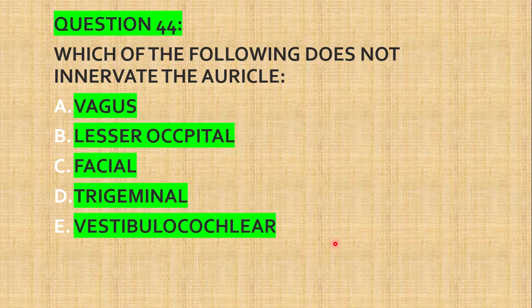Question 44. Which of the following does not innervate the auricle? The auricle is the outer ear. Option A, vagus. Option B, lesser occipital nerve. Option C, facial nerve. Option D, trigeminal. Option E, vestibulocochlear. And the longest name here is the vestibulocochlear, and that is the answer to this question. The vestibulocochlear does not innervate the auricle.